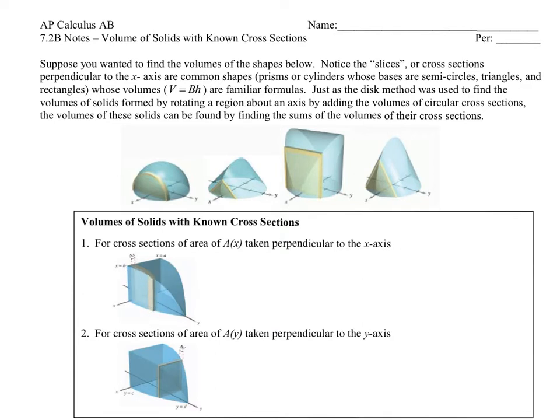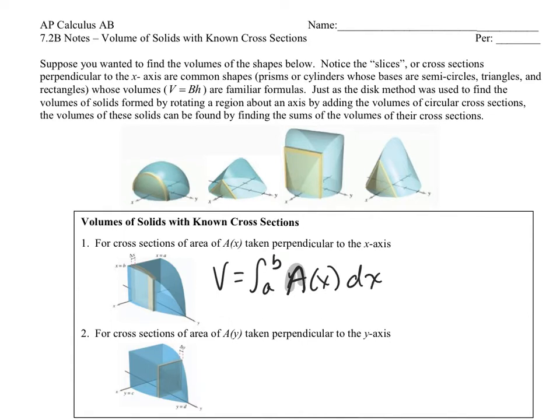If that's the setup, then here's how you would find the volume. The volume would be an integral from a to b. Those are x-bounds, so from a to b would be from here to here. The integral from a to b of capital A of x, that would be the area of the base of this three-dimensional slice, and then we need to multiply it by the height of that slice, which would be a delta x, and in our integral we represent that with dx.